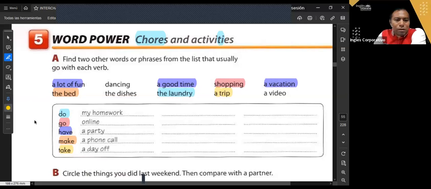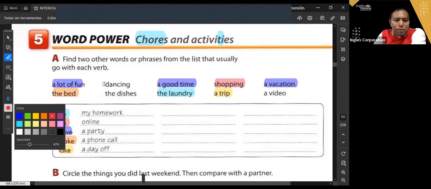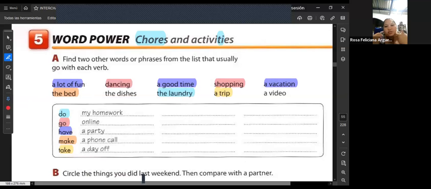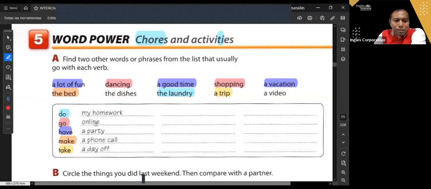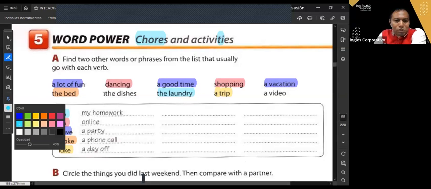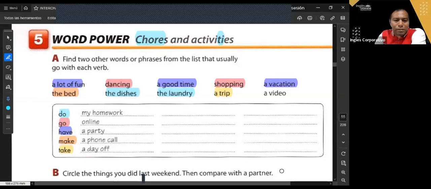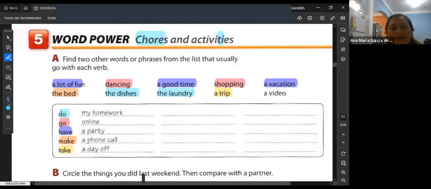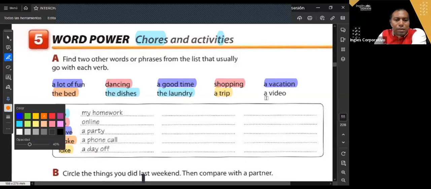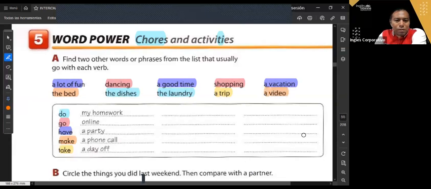Go dancing. Okay, very good. Have a good time. Have a lot of fun. Do the dishes. Very good. Have a good night. Okay. Y con video, what about a video? Make a video. So, make a video, right? Take a trip, make a video.